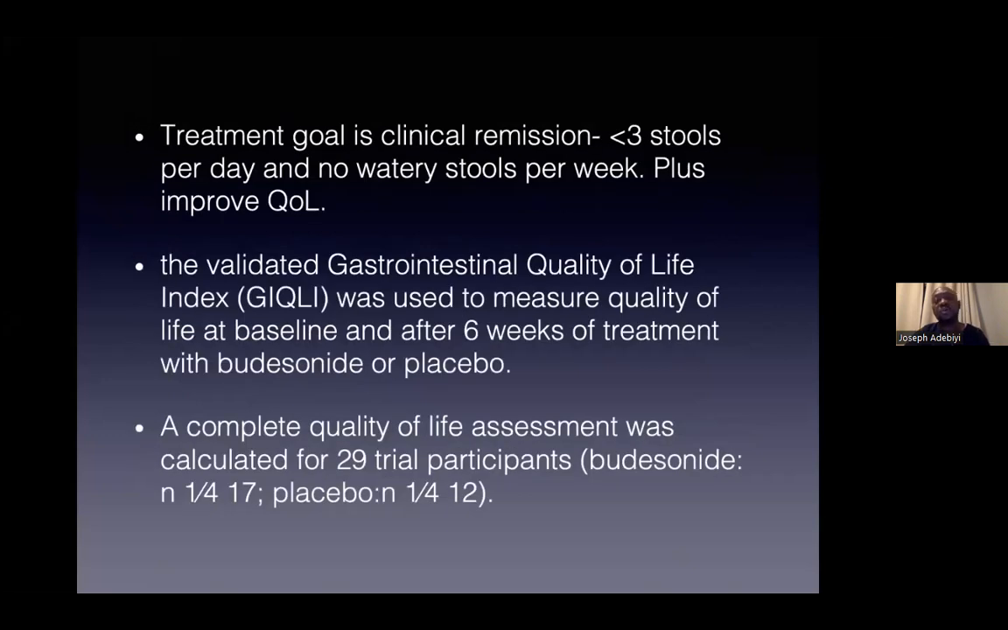So the treatment goal is clinical remission, and clinical remission is described as patients having less than 3 stools per day or no watery stools per day. And then there must be improved quality of life. The validated gastrointestinal quality of life index was used to measure the quality of life at baseline and at 6 weeks following treatment with patients who were given budesonide versus patients who were given placebo.